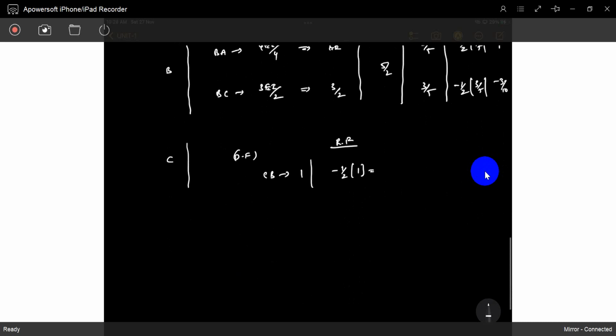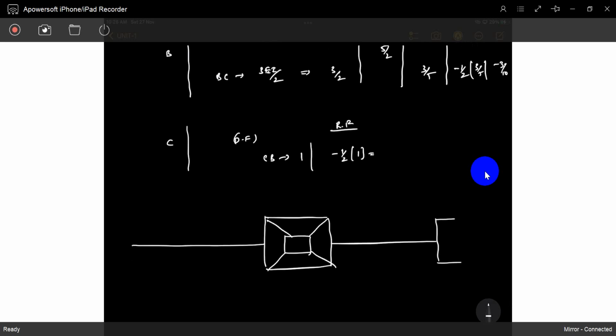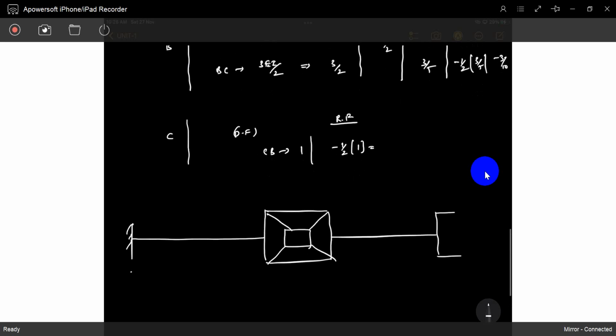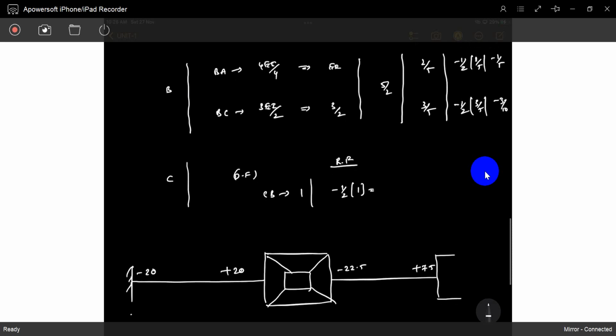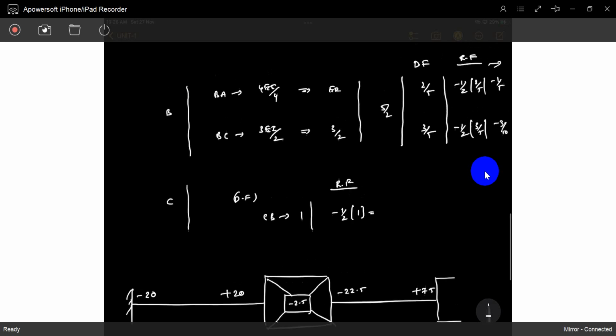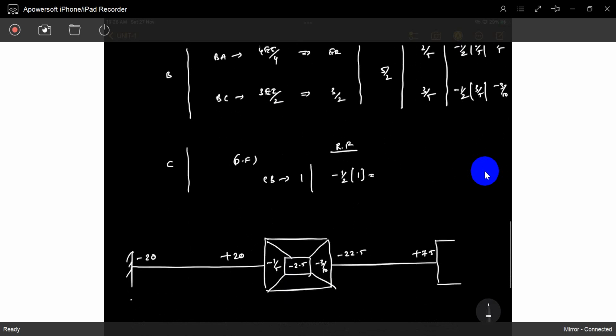Now you can take it as, okay, no need at all. Okay, we'll see. It's a minus, what is that value? Minus 20 plus 20 minus 22.5 plus 7.5, plus 7.5. Rotation contribution is, what is this value? This is 2.5. Rotation contribution is what? Minus 1 by 5, minus 3 by 10.